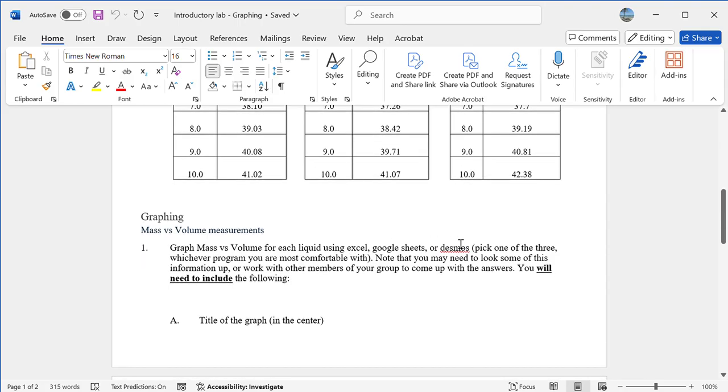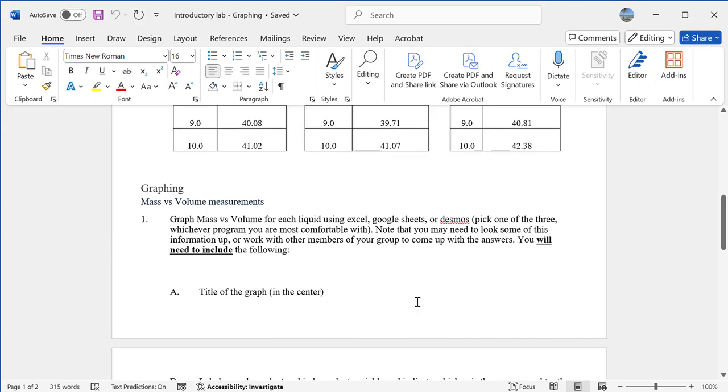So pick one of these. Some of you might have used one of these before in other classes, so if you're familiar, you might help some other students as well to get familiar with them. You might have to go to the internet to look some of this up.